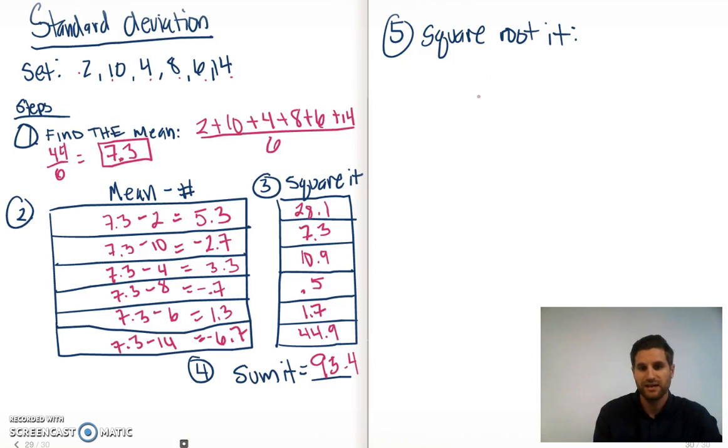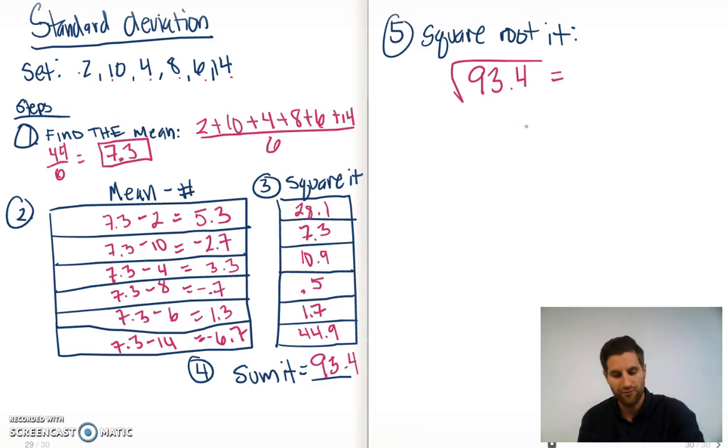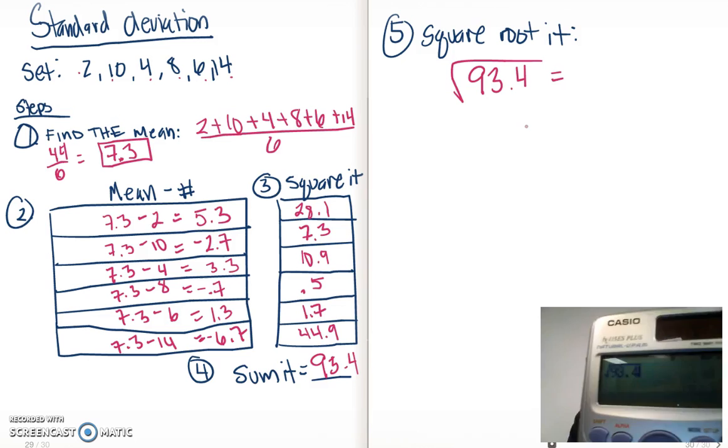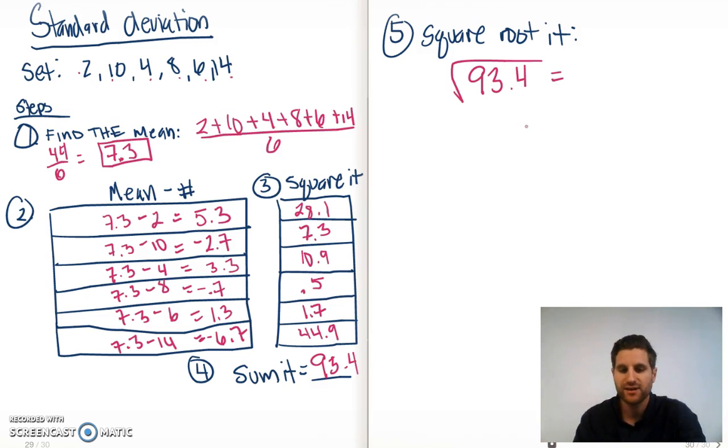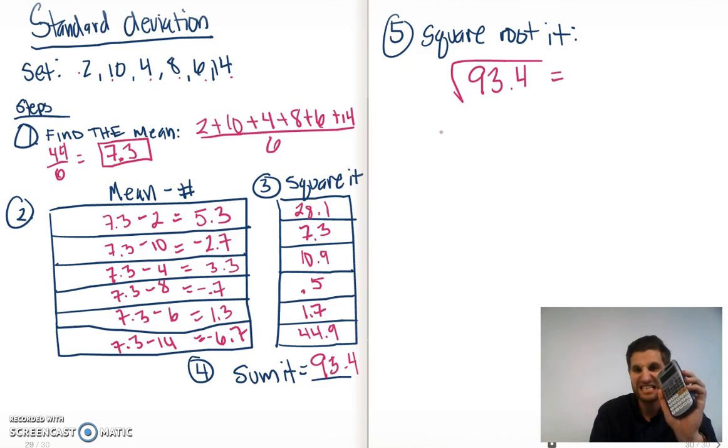The last step, I take the square root of that. So I'm going to take 93.4 and take the square root. I have it in my calculator already, 93.4. Take the square root of 93.4, hit enter, and I get 9.6. Okay, 9.6 is what we call our standard deviation.